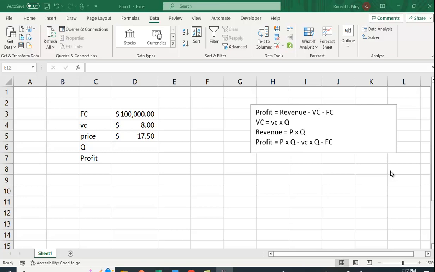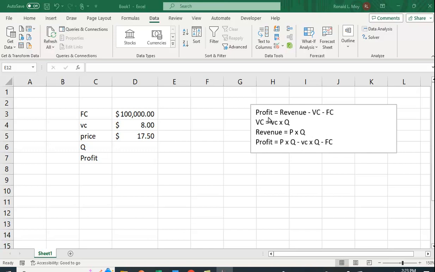Let me show you how you can use GoalSeek to solve for a target value of something. So in this case, I'm going to be aiming for a target value for profit. And I've given you an example here. I have fixed cost of $100,000. I have variable cost per unit of $8. I have a price of $17.50 that I'm charging.